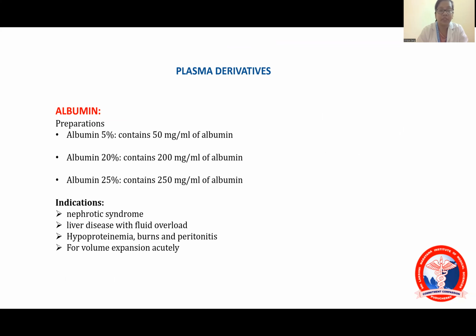Next are plasma derivatives. Albumin is available in various formulations, albumin 5%, albumin 20%, and albumin 25%. What are the indications of albumin? Albumin is transfused in cases of nephrotic syndrome, in liver diseases with fluid overload, in cases of hypoproteinemia because of burns, peritonitis, and in acute cases for volume expansion.